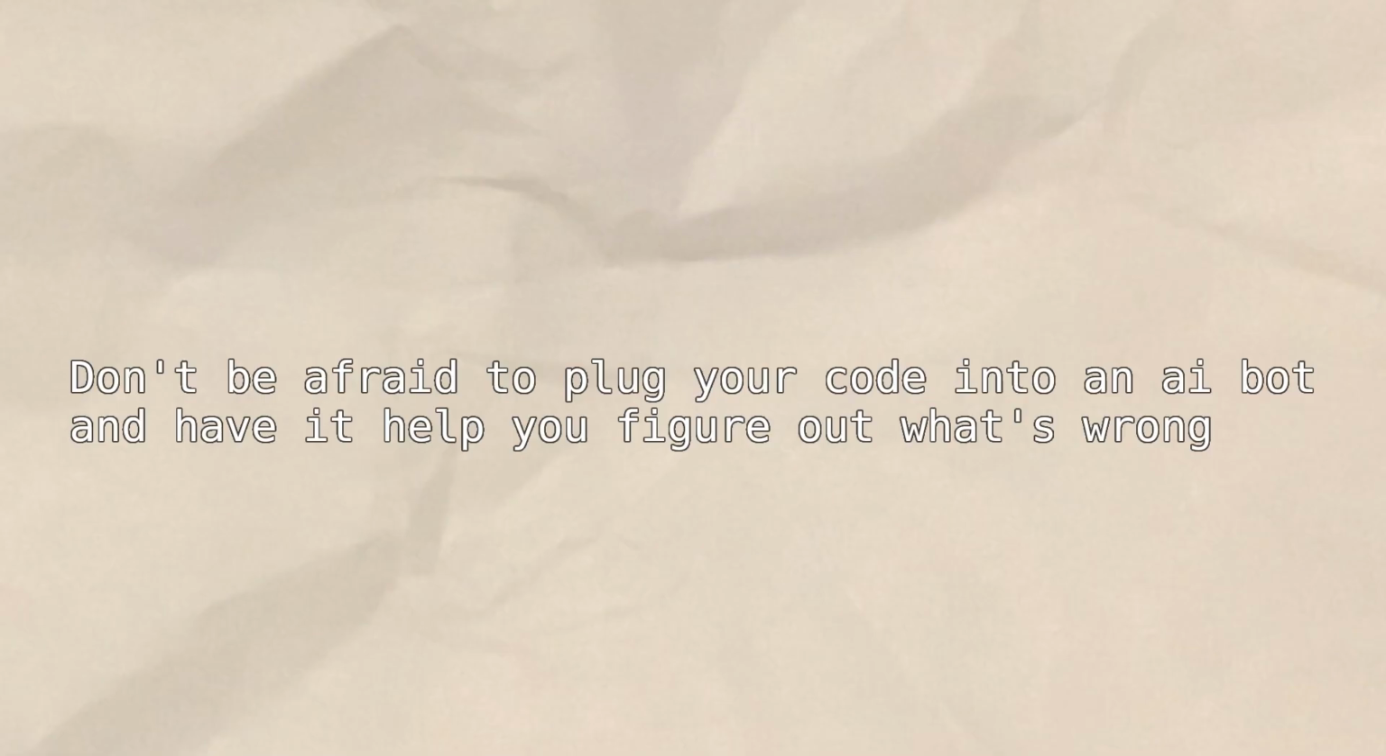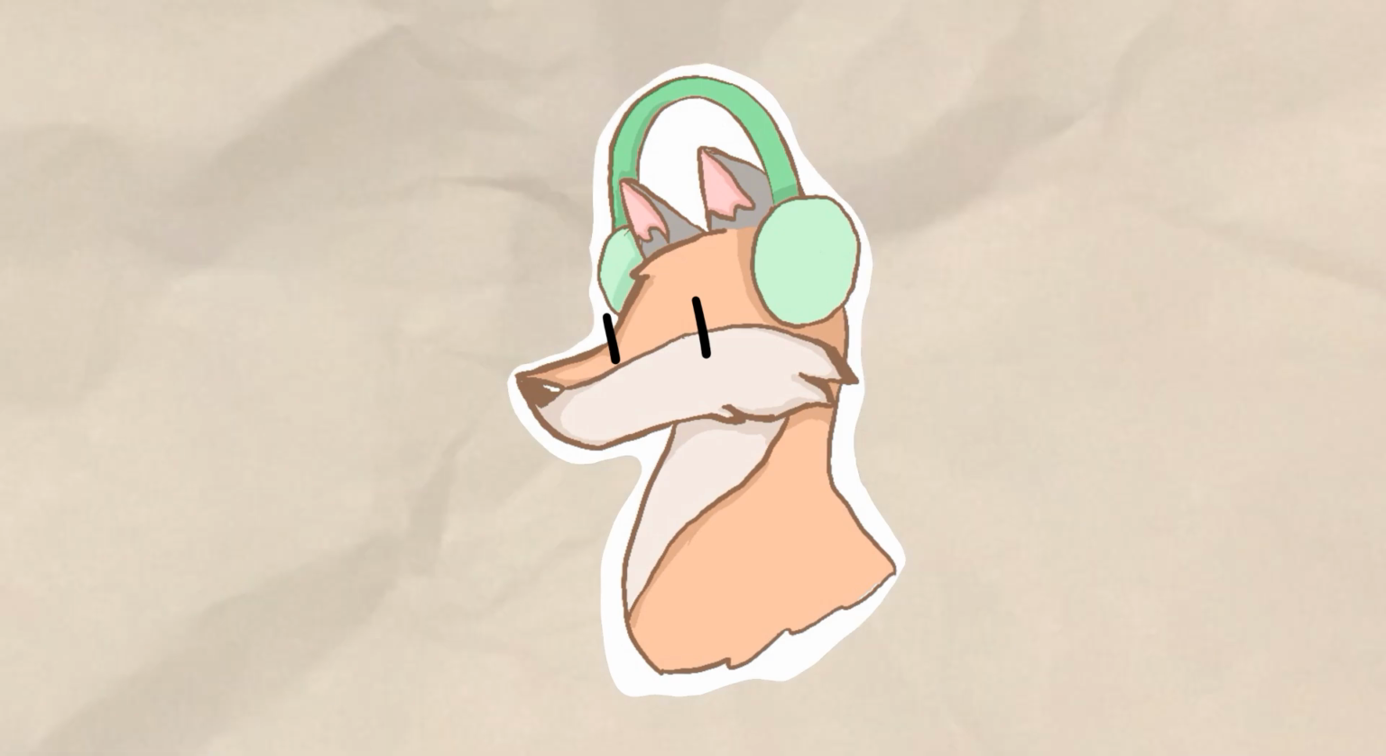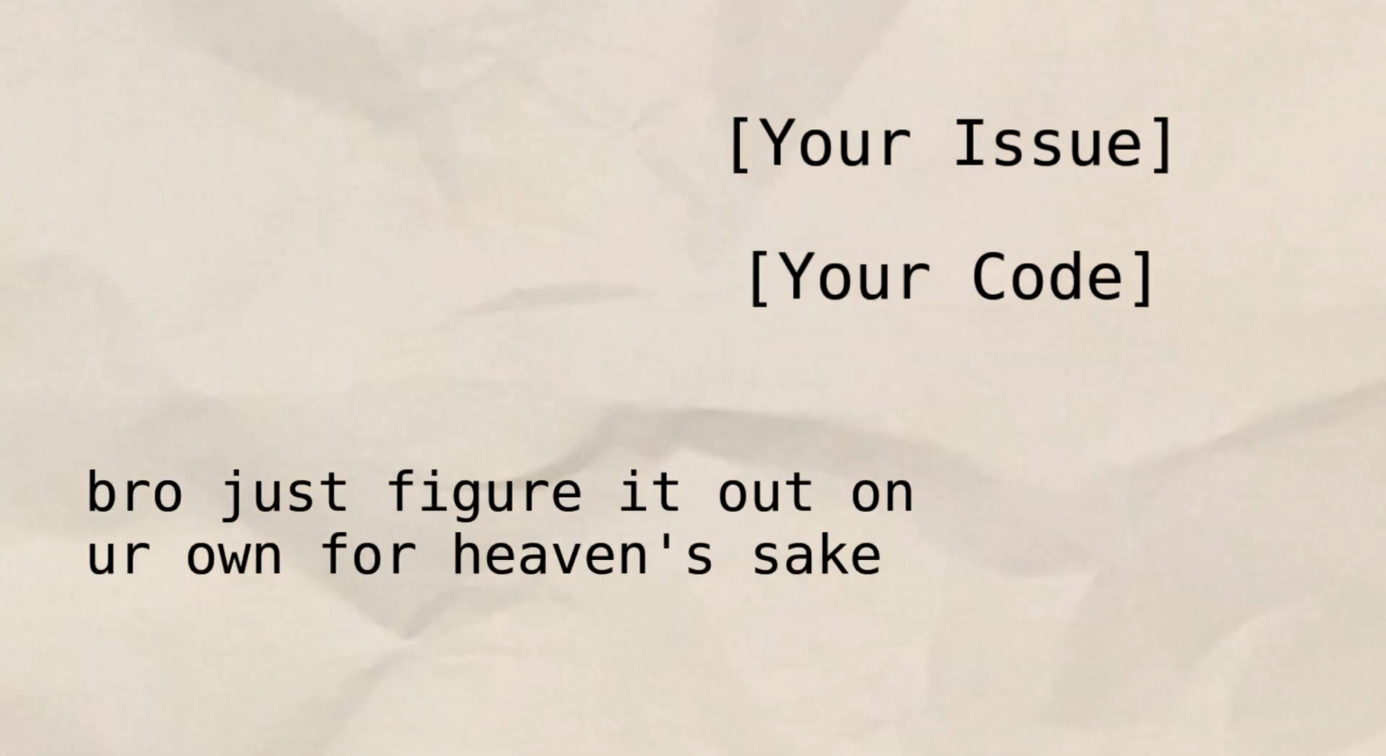Another tip for learning how to code is don't be afraid to plug your code into an AI bot and have it help you figure out what's wrong. As much as I dislike AI, it can be useful for helping you learn or fix issues. What I would recommend is saying your issue, sending the code, then it will tell you how to fix it and or what's going wrong. Then the next time that issue arrives, you know how to deal with it yourself.